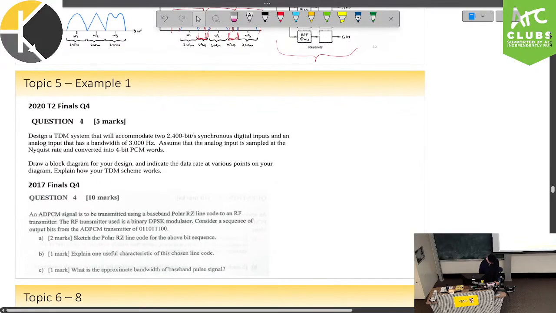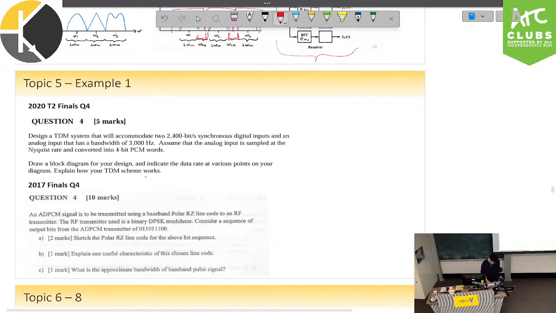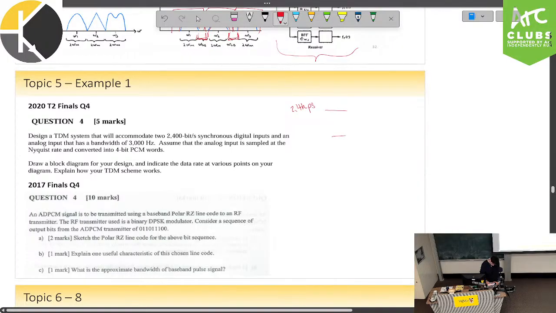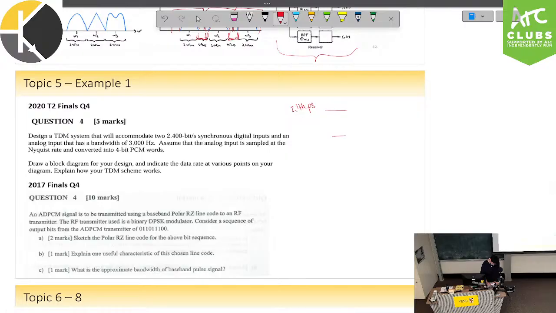Cool. So we'll move on to a question. Design a TDM system that will accommodate two 2.4 kilobit per second synchronous digital inputs, and an analog input that has a bandwidth of 3 kilohertz. Assume that the analog signal is sampled at the Nyquist rate and converted to a 4-bit PCM word. So we need to draw a block diagram that demonstrates this design, and indicate the data rate that we get at the inputs and then at the output.